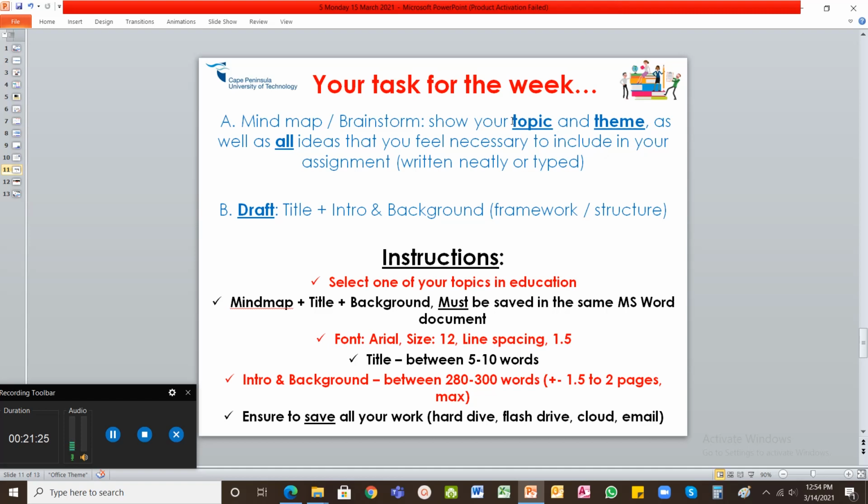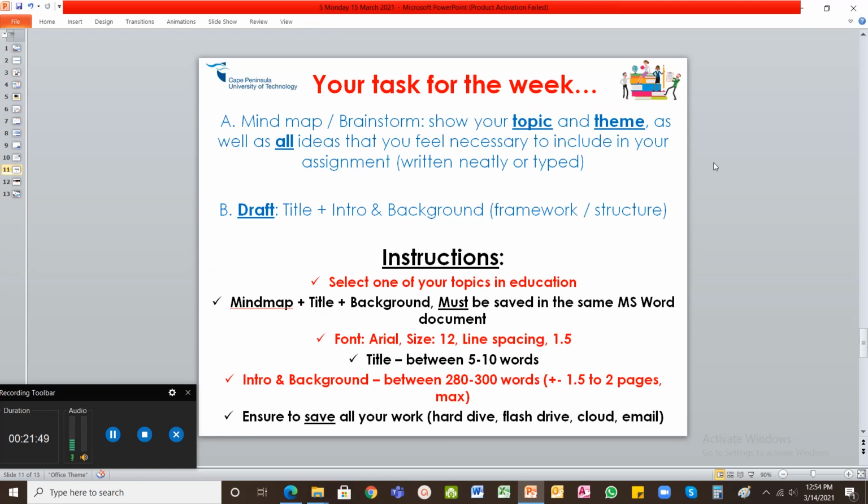So your topic over here and your theme, what aspect of your topic are you going to look at? And then you have to present all your ideas that you feel need to be included in your topic. Now, your mind map can be drawn on a piece of paper and then you take a picture of it, but you need to write neatly. If I cannot see your work, I cannot mark your work, right?